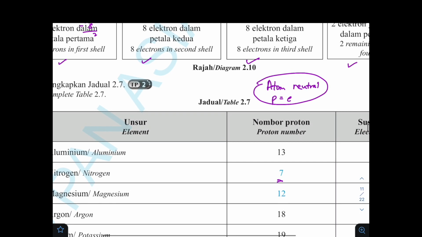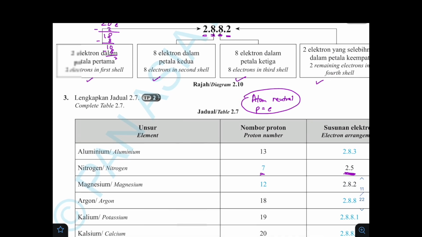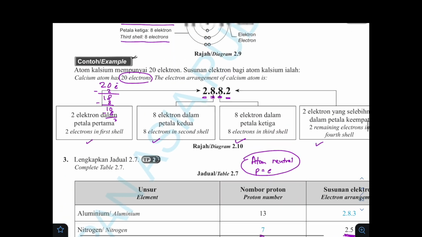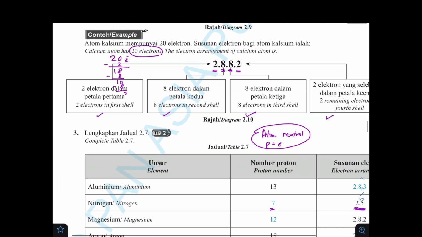For magnesium, the proton number is 12. Argon, 2.8.8. Right? Potassium is 2.8.8.1. Calcium is 2.8.8.2 ya. Kamu ikut saja rules yang ini. Ikut saja rules ni ya. I hope you get it.